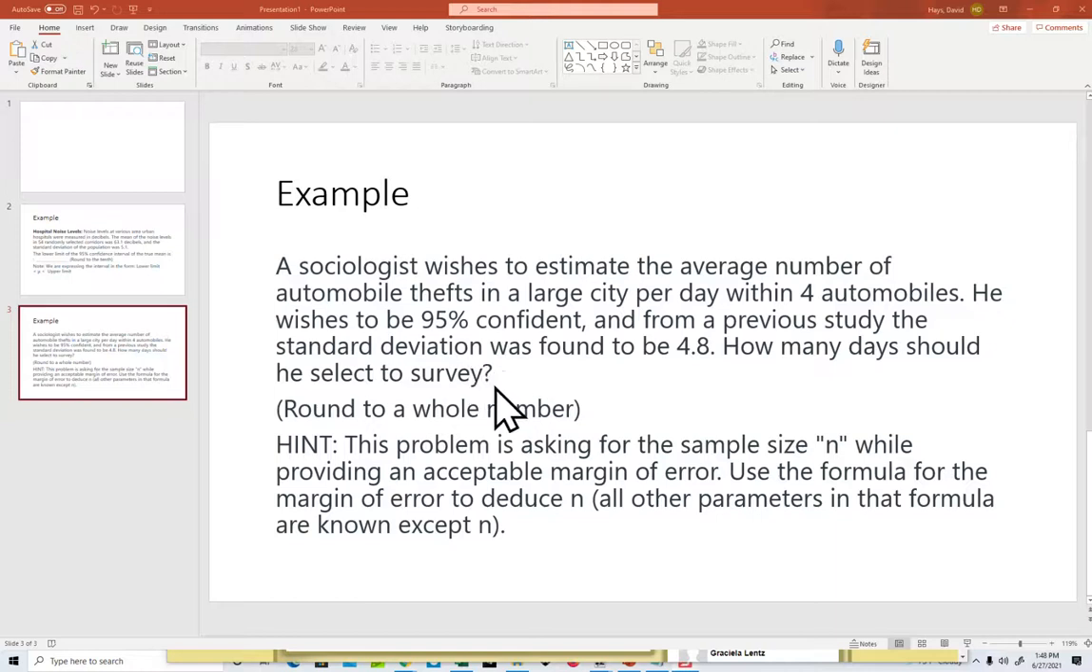There are two types of problems this week. One of them is where it asks you for the confidence interval, which we already talked about, and then the other one is where they ask you for the sample size, like in this problem.